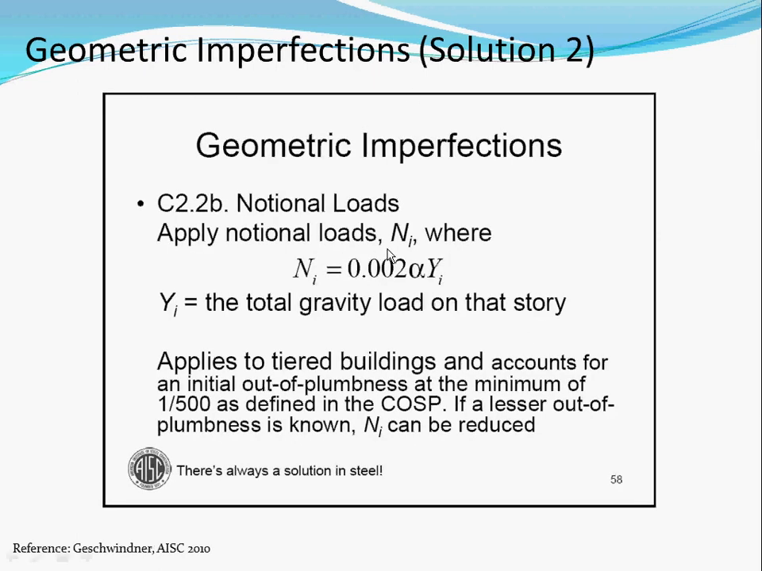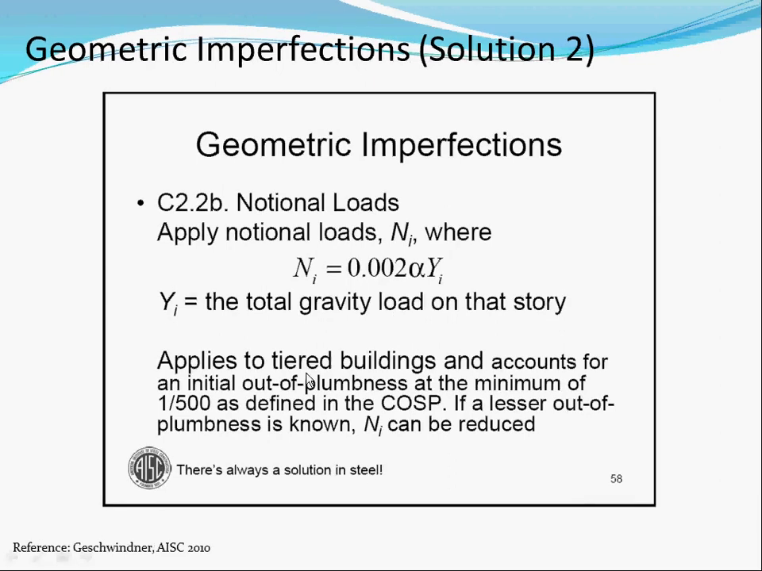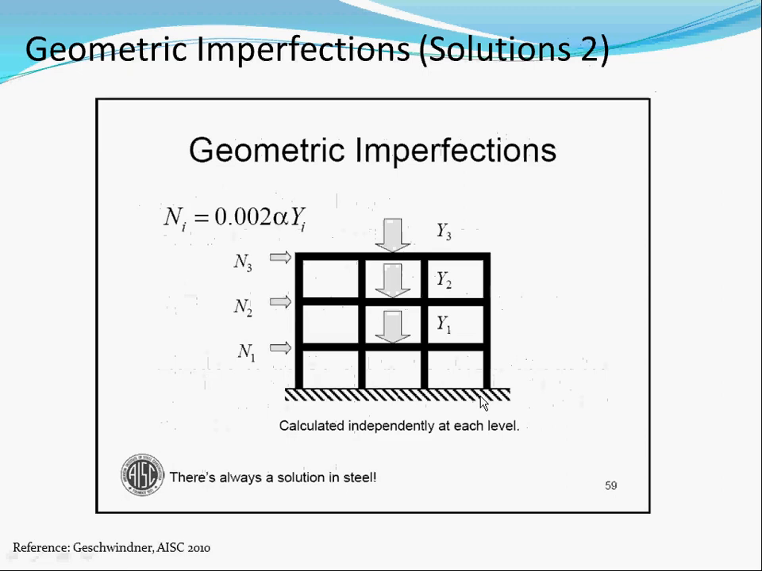Another way to handle it is to apply what they call a notional load. This is relatively new, and not many people are used to that yet, but notional load essentially is a portion of the gravity load you apply as a lateral load to the frame to mimic the effect of your geometric imperfection, out-of-plumbness, or erection tolerance. So how to model it with this one is you take the gravity load, you multiply it by 0.2%, and the alpha depends on if it's LRFD or ASD. So alpha is 1 for LRFD, ASD I think is 1.6.